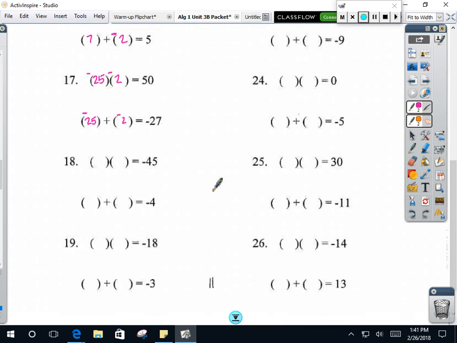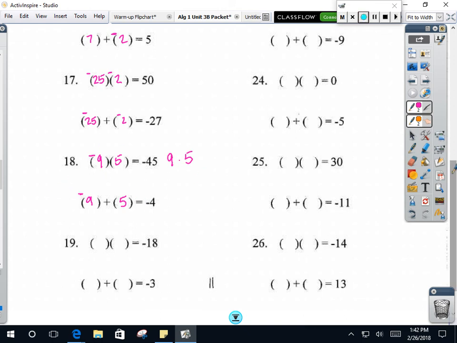All right, number 18. What are some numbers that multiply to give you 45? 9 and 5. And when you add those two numbers, what would you need to do to make them add up to a negative 4? A negative 9. Right, if you want to go into the negatives, the bigger number needs to be negative. If you want your answer to be positive, then you need the bigger number to be positive.